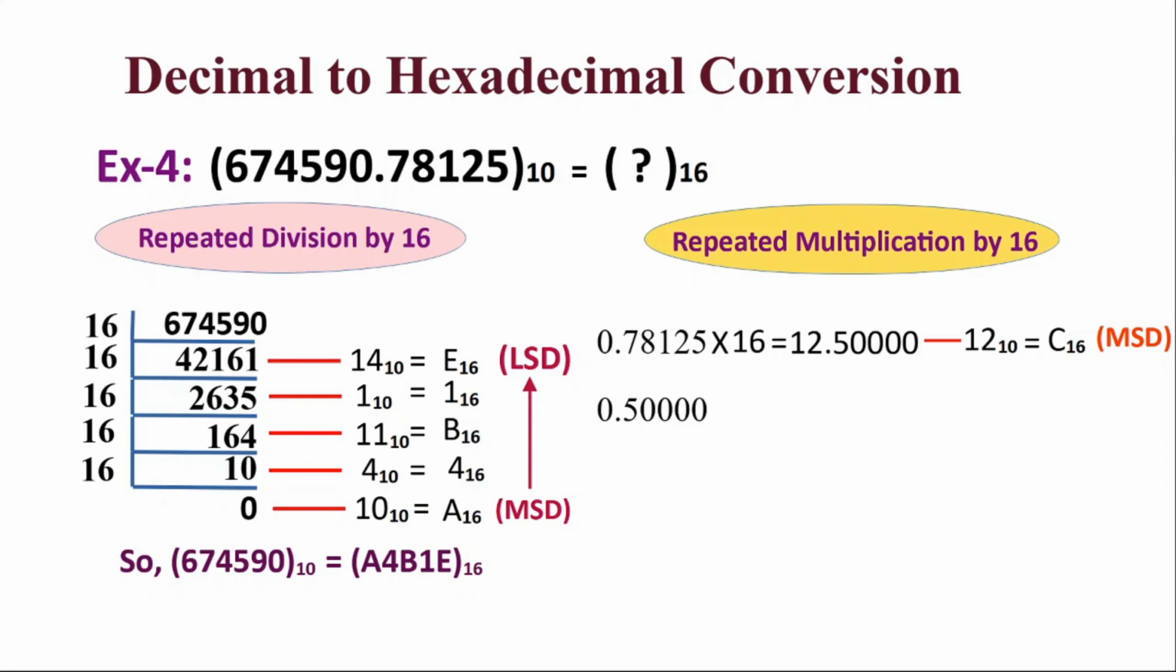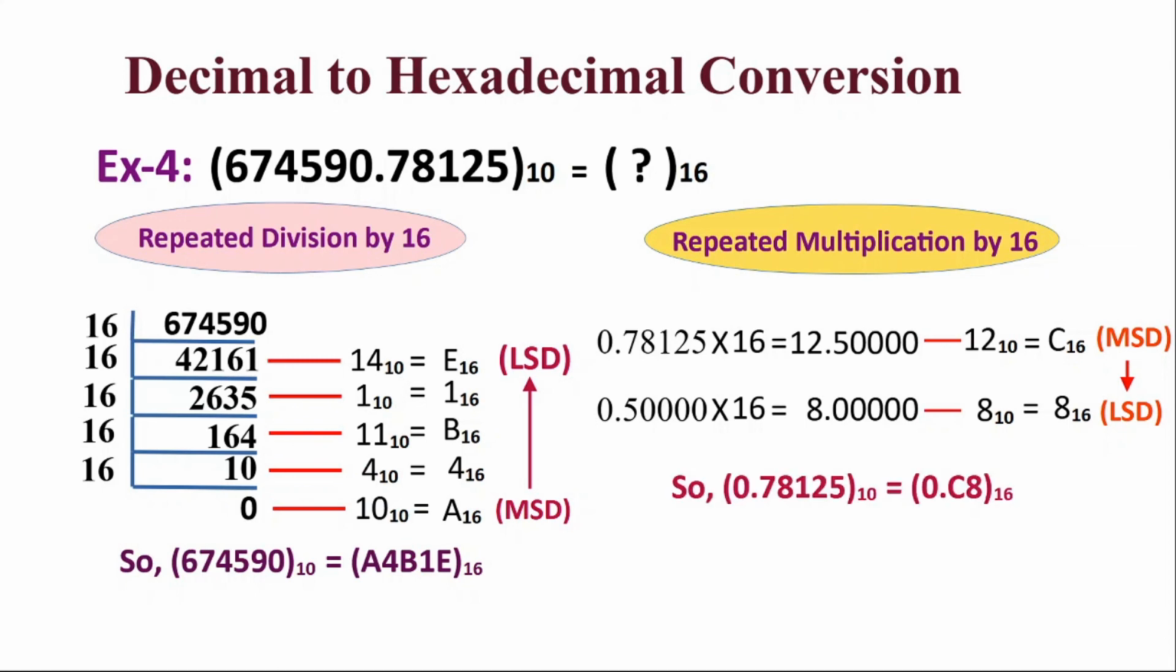Next we have to multiply the fractional part, that is 0.50000 by 16, and in this case we get 8.00000, and we have to take out the 8, and this 8 in decimal system is also equal to 8 in hexadecimal system, and since the fractional part is 0, this 8 is the LST. So we have to follow the read down, and here 0.C8 is the hexadecimal equivalent of the decimal number 0.78125.